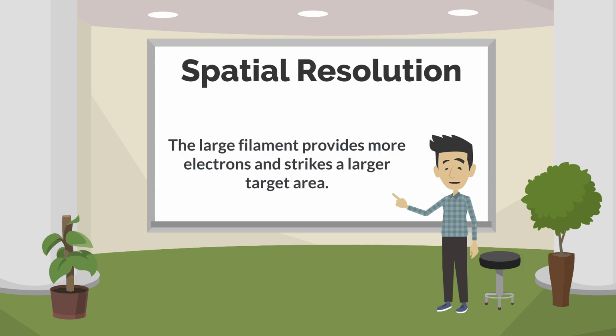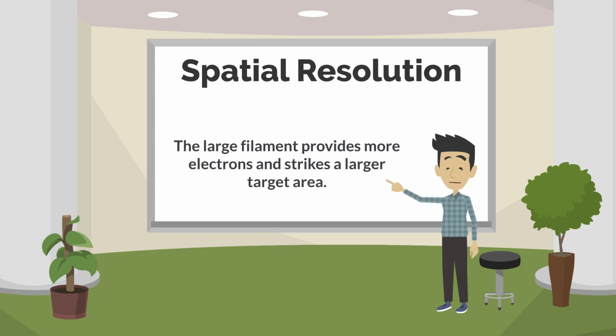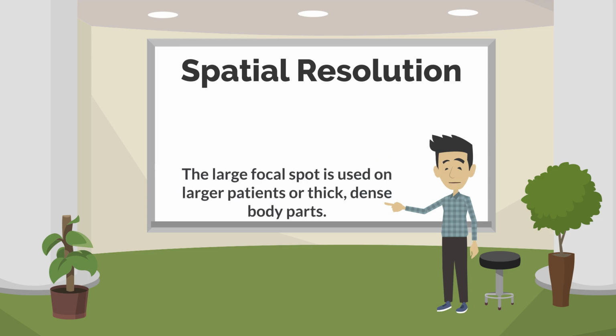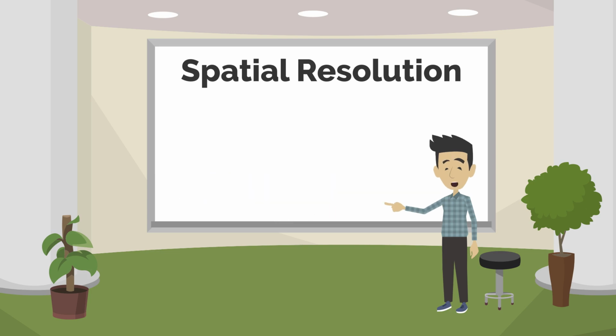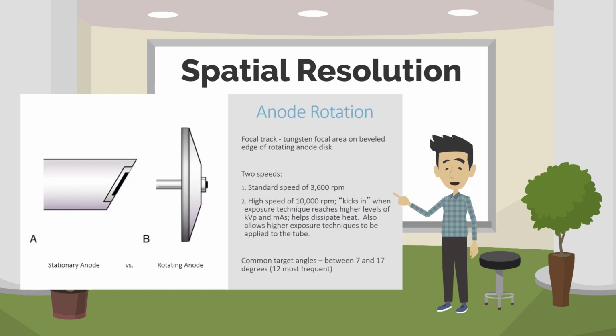The large filament provides more electrons and strikes a larger target area. The large focal spot is used on larger patients or thick, dense body parts. The large focal spot can better absorb the heat generated by the increased exposure technique required for these patients.